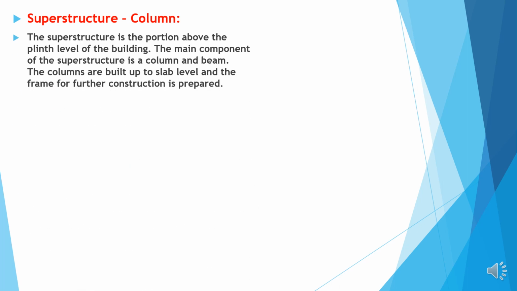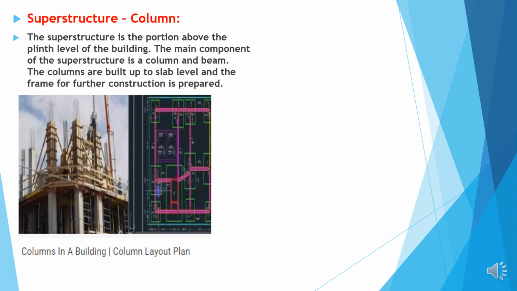Superstructure column. The superstructure is the portion above the plinth level of the building. The main components of the structure are the column and beam. The columns are built up to the slab level and the frame for further construction is prepared. This is the image of how to do columns and what the column layout drawings are and everything.